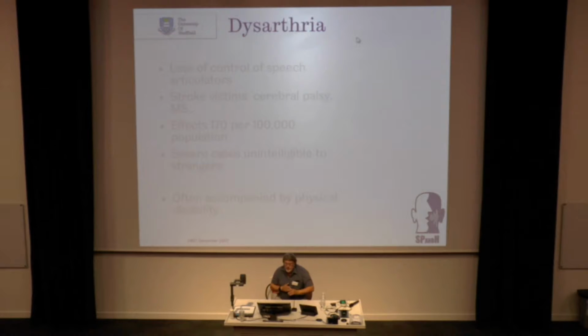I'll say a bit about dysarthria now. Dysarthria is a syndrome which can have many different causes. It's due to loss of control of the speech articulators, and that could be in stroke victims, in cerebral palsy, MS, motor neuron disease, and so on. Some cases are going to be stable, and some cases are going to be progressive. It's getting worse.